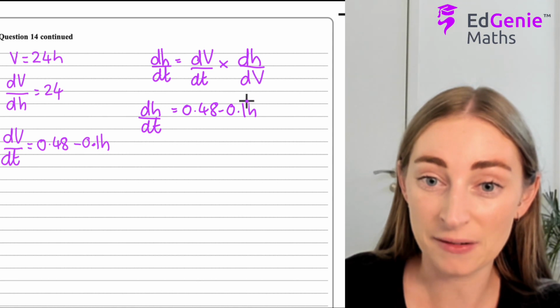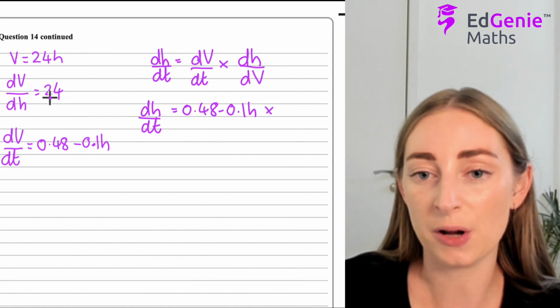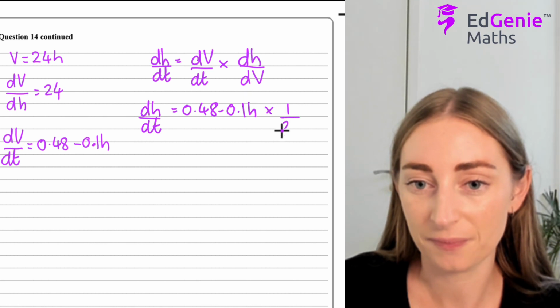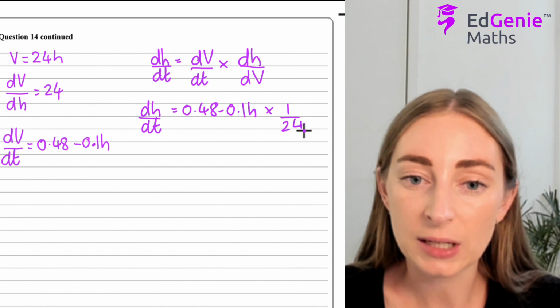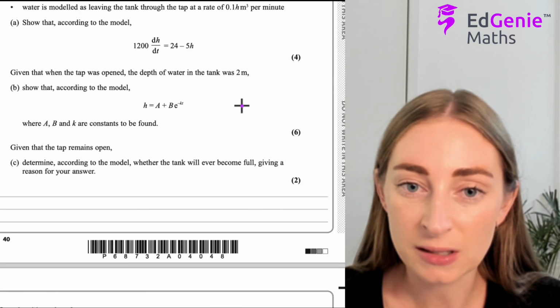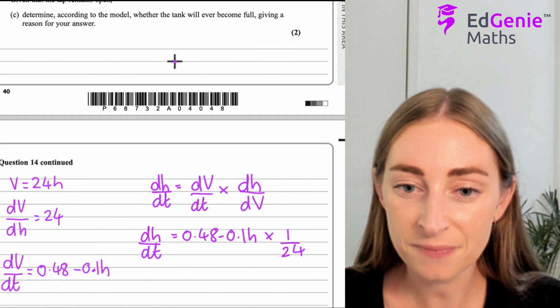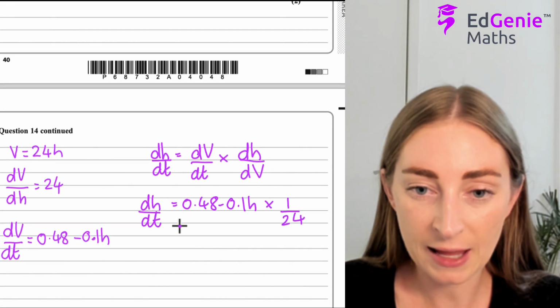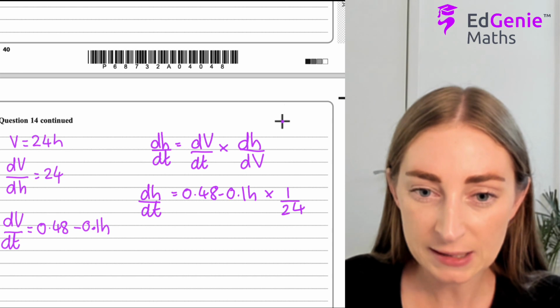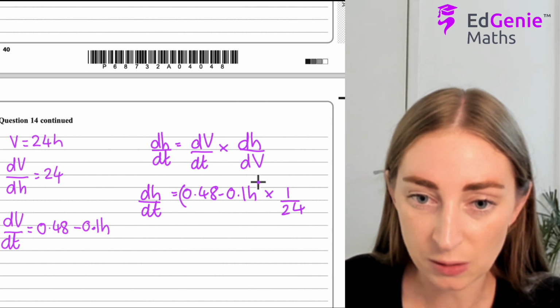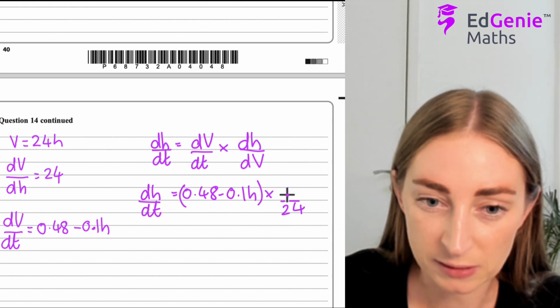dH by dV is going to be 1 over 24. Okay, so let's just have another look at what they want it to look like. So they want it to look like this. Okay, let's multiply everything by 24, but let's just be a bit careful because this is actually all multiplied by 1 over 24, isn't it?